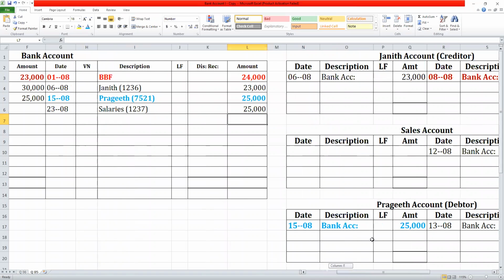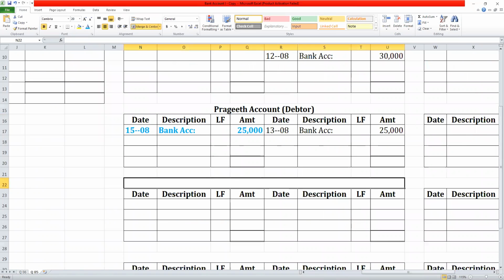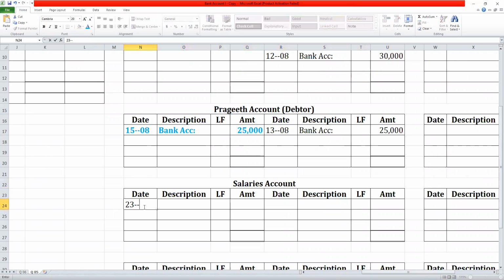And open our next account for salaries. Salaries. And debit, the date should be 23rd of August. Description, bank account, amount 25,000.